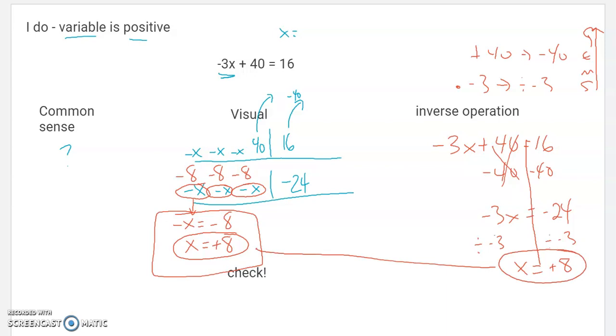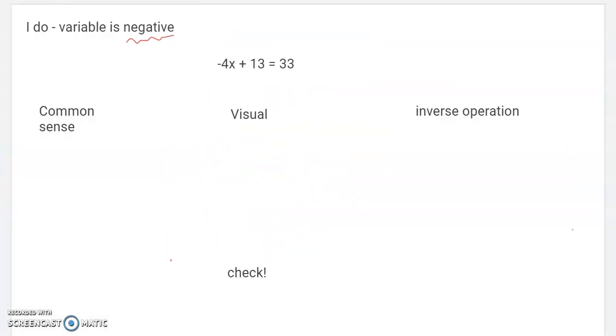Do another I do. You'll notice this one I said the variable's positive. X ended up positive. I'm going to do one where the variable's negative. It doesn't really change that much, but it gives you kind of a second look at this. So let's try this one. Negative 4x plus 13 equals 33.